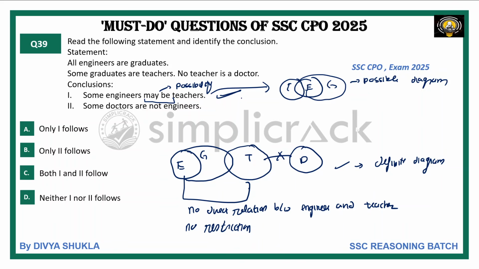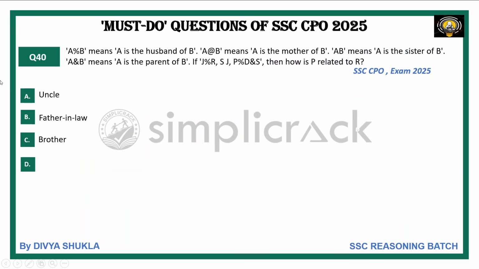Some doctors are not engineers. Understand, there is again no direct relation between doctors and engineers. That is, this is incorrect. So the correct answer would be only conclusion one will follow. I hope this is clear. Let's see the next one.